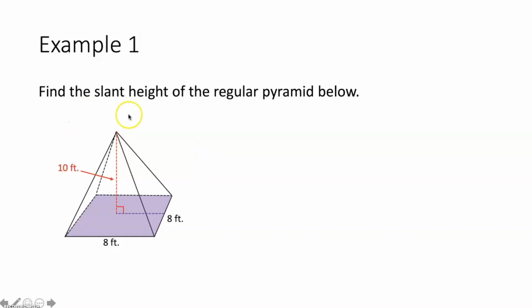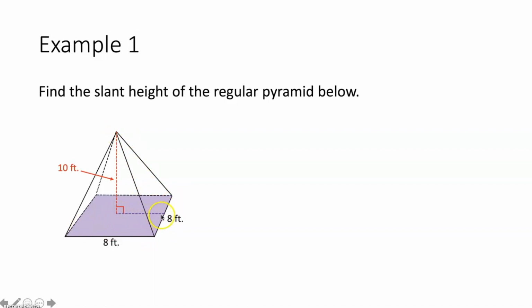Now example 1 says find the slant height of the regular pyramid below. We're given that this is a regular pyramid, meaning our base, since it's a quadrilateral, would have to be a square. So in order to find the slant height here, we first need to draw the slant height. And remember, the slant height is just going to be an altitude of one of your lateral faces. Meaning, I'm going to draw a line segment that goes from our vertex and is perpendicular to one of the sides of our base.